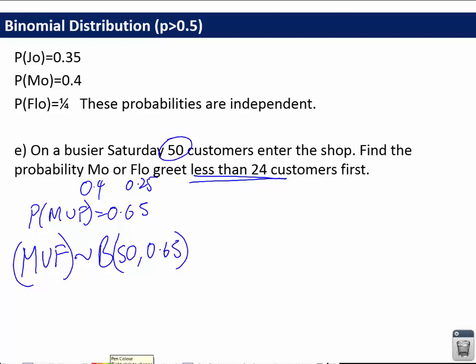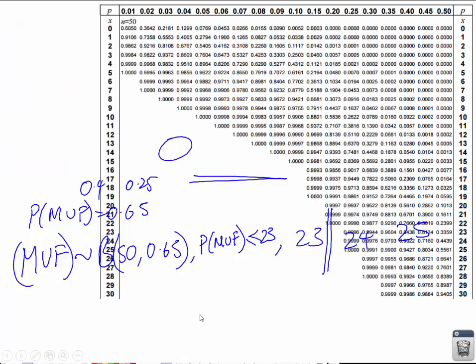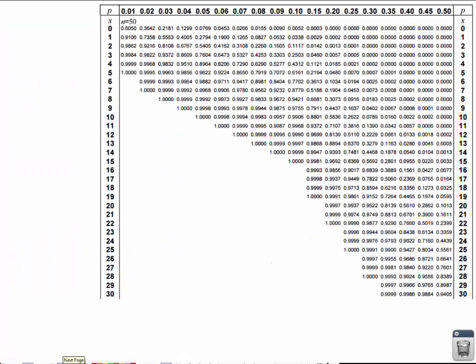So, remember our numbers, we have 24 trials, 23, 25, and the numbers either side of it. We're looking for less than 24, so we're looking to cut it off here. So this is the probability of Mo or Flo being less than or equal to 23. Now, next step is we go to our tables, and we can see we have the probability of n equals 50.